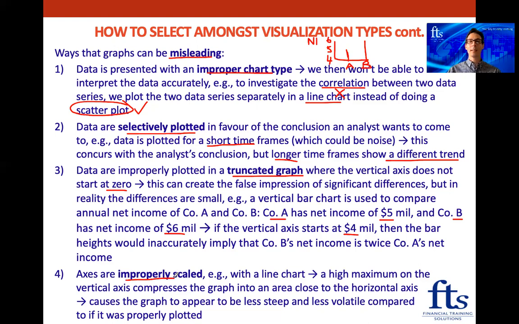Okay, so then the last thing where graphs can be misleading is where the axes are improperly scaled. So let's take an example of a line chart. If we've got a high maximum on our vertical axis, what that does is it compresses the graph into an area close to the horizontal axis. And what does that do? It causes the graph to appear to be less steep and less volatile compared to if it was properly plotted, right? So that is an improperly scaled graph, right?